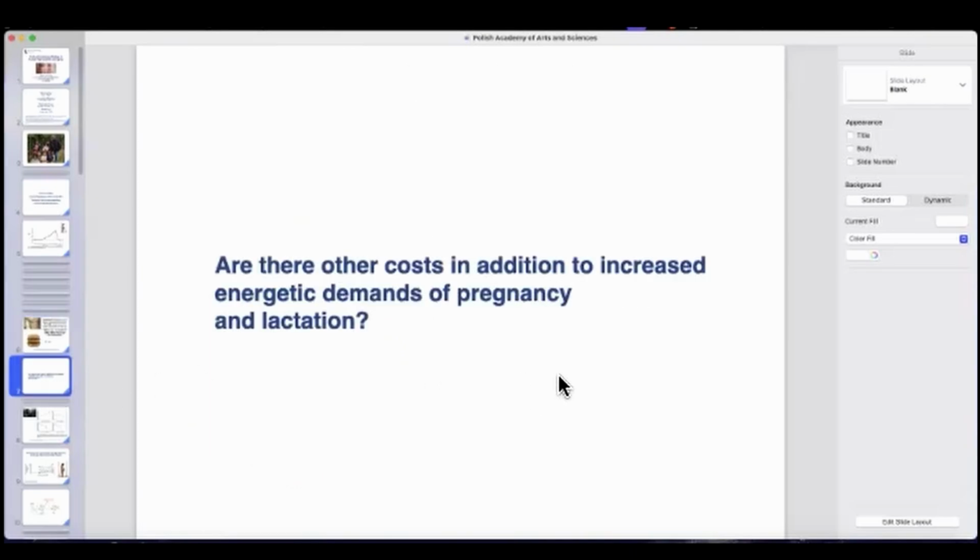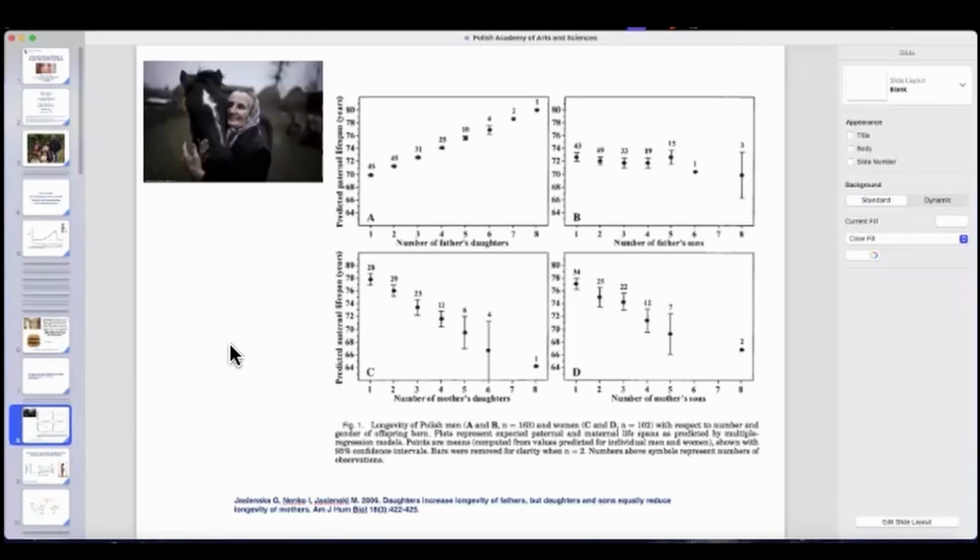However, are there other costs in addition to increased energetic demands of pregnancy and lactation? Are there other costs associated with reproduction in females? That's going to be the central focus here. And I'm delighted that Grażyna is here because this particular paper has influenced me tremendously, and my graduate students know this graph like the back of their hands because I show it so often. I also use it in my undergraduate course.